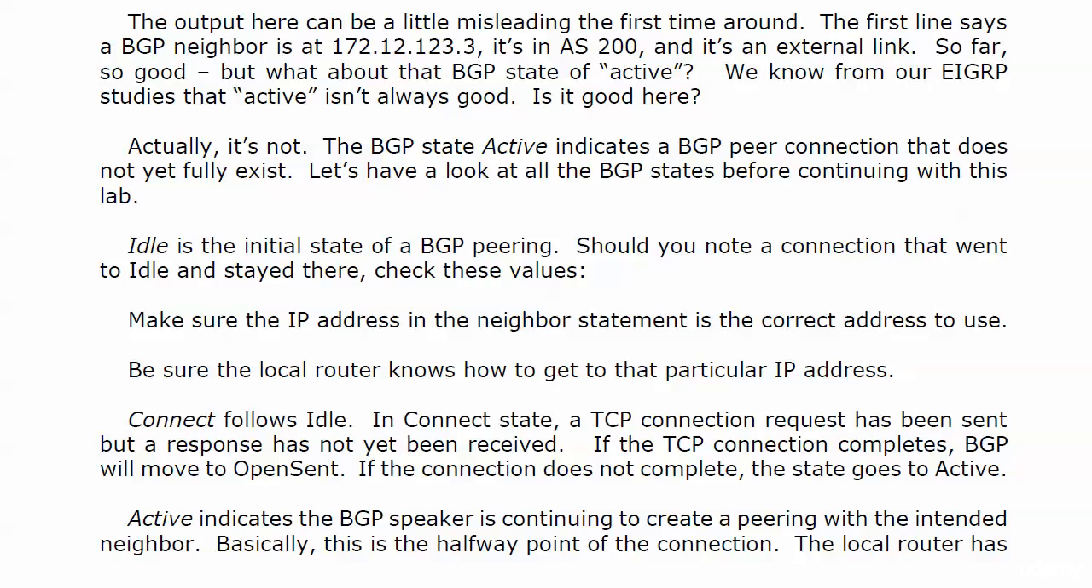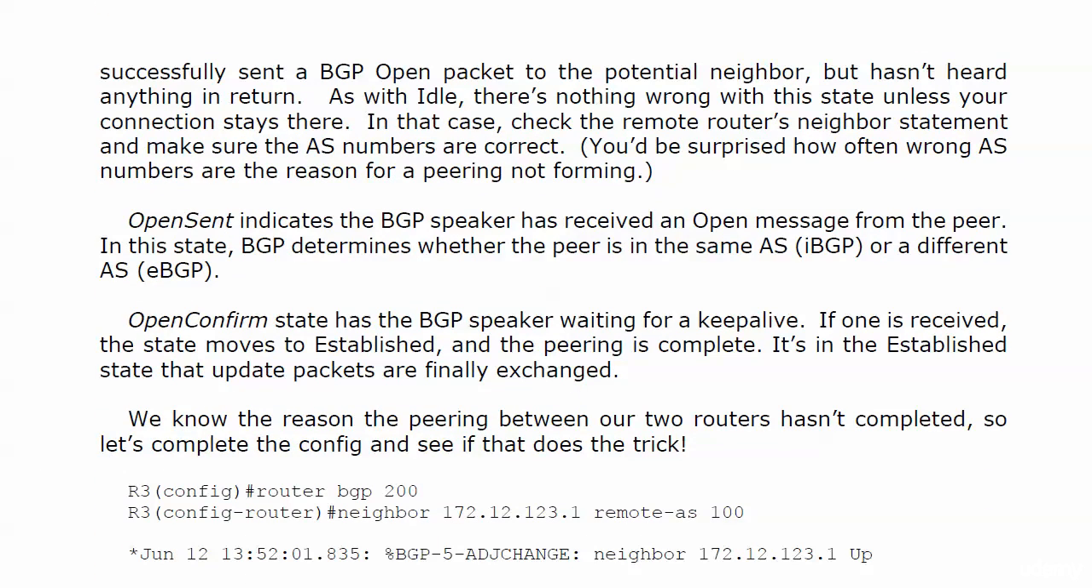Active means the BGP speaker is continuing to attempt to create a peering with that intended neighbor. And basically this is the halfway point of the connection. The local router has successfully sent a BGP open packet to the potential neighbor, but it hasn't heard anything back. And that makes sense because we're on router 1, we've configured BGP, we've got a remote AS statement, everything's good there, but we haven't gone to router 3 to finish. So it makes sense that this is the state that we're in. As with idle, there's nothing wrong with seeing active for a few seconds, but when you see your connections stay there, then you've got a problem.